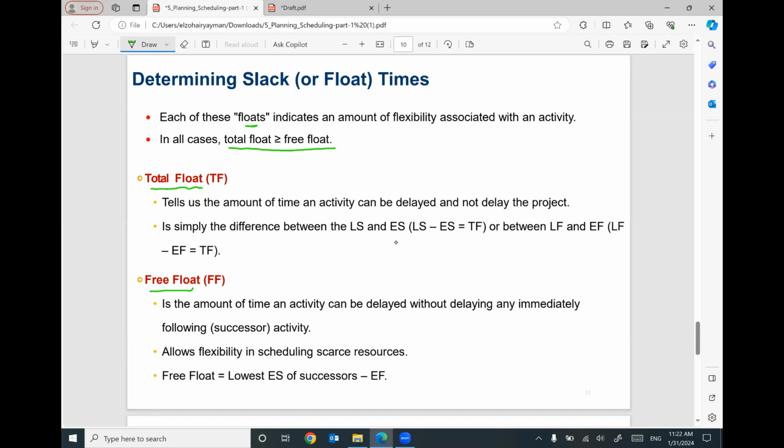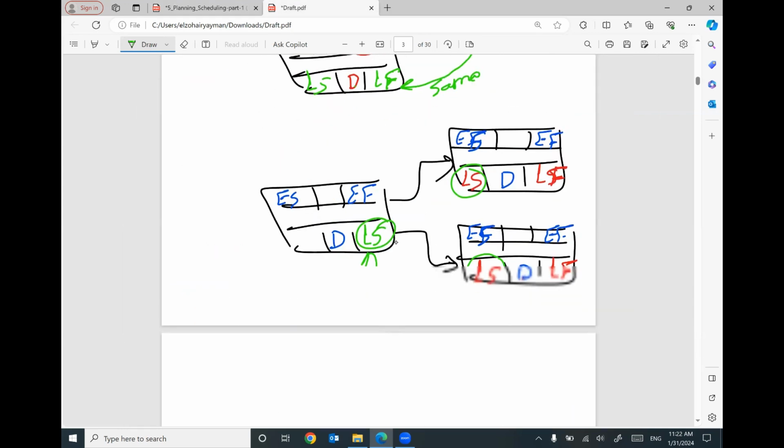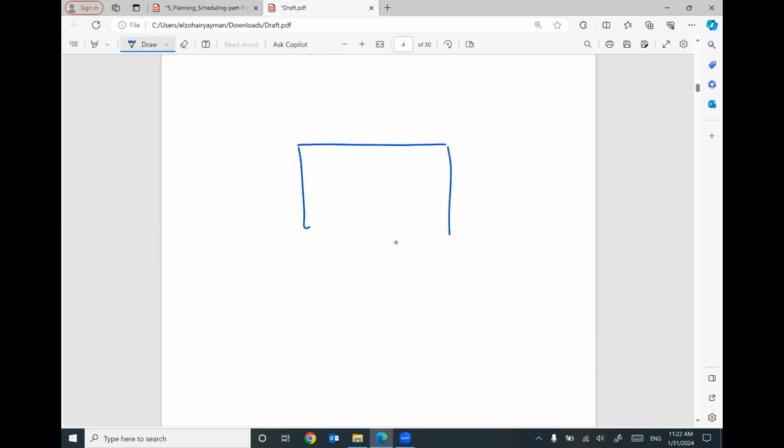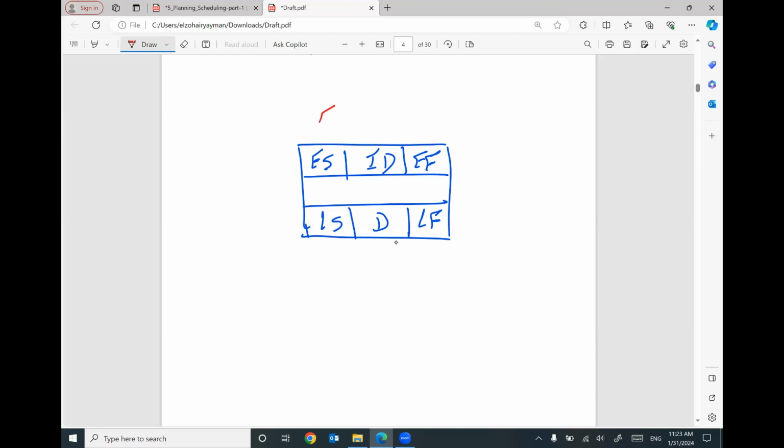If you would like to figure out the total float in a very simple way, it equals late start minus early start, or late finish minus early finish. Let me explain it here in more detail. Here is the ID of the activity, here is the duration, here is the early start, here is the early finish, here is the late start, here is the late finish. So far, we learned that early start plus duration will give you the early finish. We learned that late finish minus duration will equal late start.